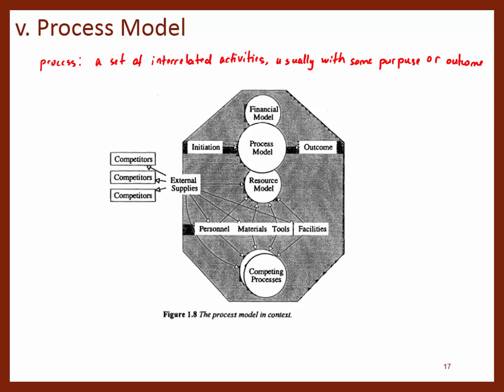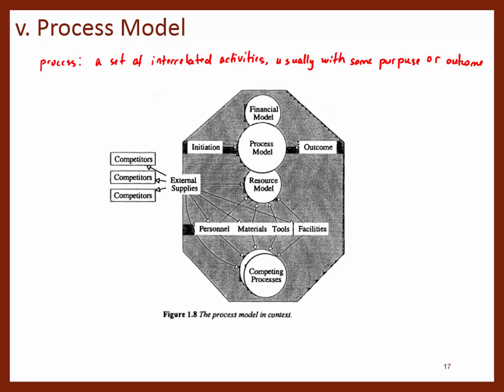So the process qualities. What we're trying to show here again: you have an initiation, you have a process model, and you have an output. But within the process model, there are a lot of things happening, right? There's a lot of overlapping. You have the financial model, you have the resource model, and within the resource model, you also have a lot of things happening. You have personnel, you have materials, you have tools, you have facilities.